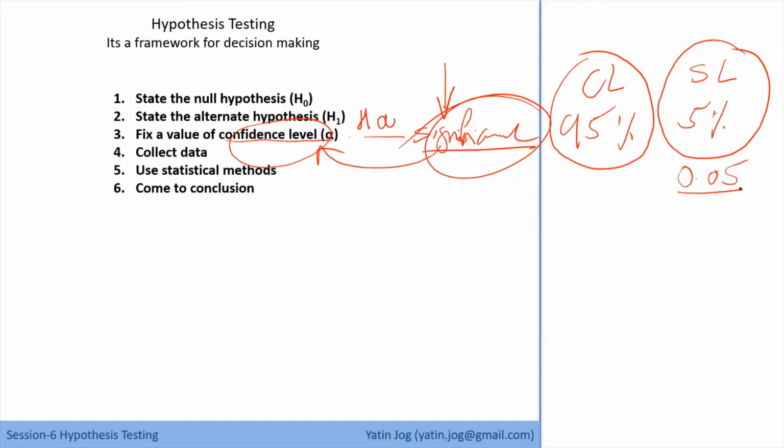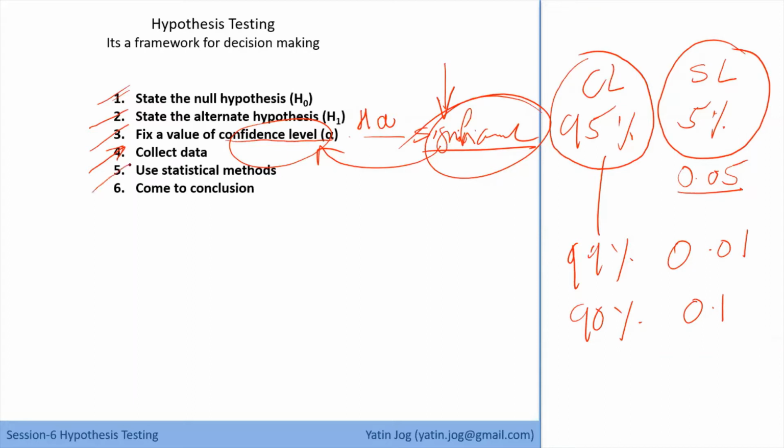So we'll come to that part also. If my confidence level is 99%, then my significance level comes to 0.01. If I'm testing at 90%, then my significance level comes at 0.1, and so on. Then based on whatever H0 and H1 you have, and you have fixed the significance level also, you have to collect the appropriate data. In normal cases, the data will be given to you. You have to select the appropriate statistical method, implement it, and then come to the conclusion. So this is a 6-step approach for implementing this decision-making framework of hypothesis testing.